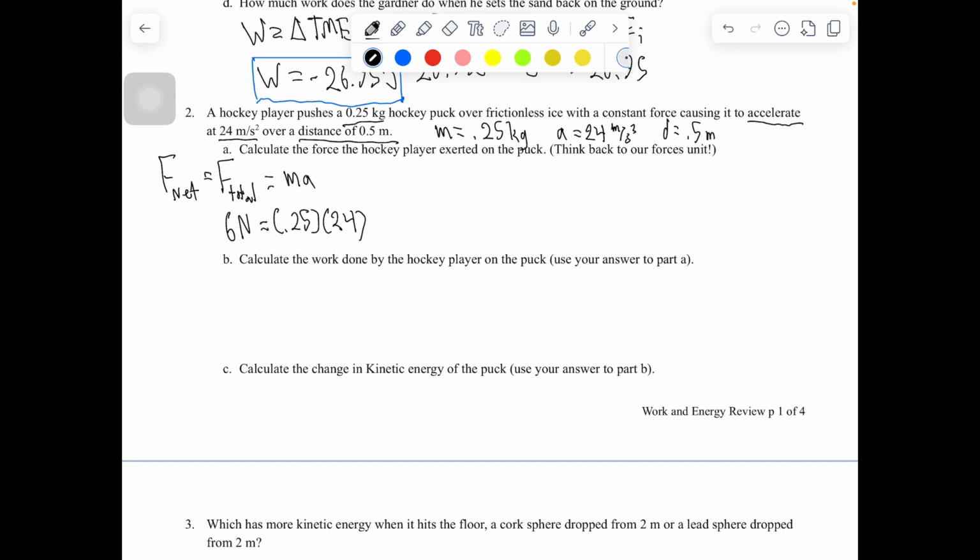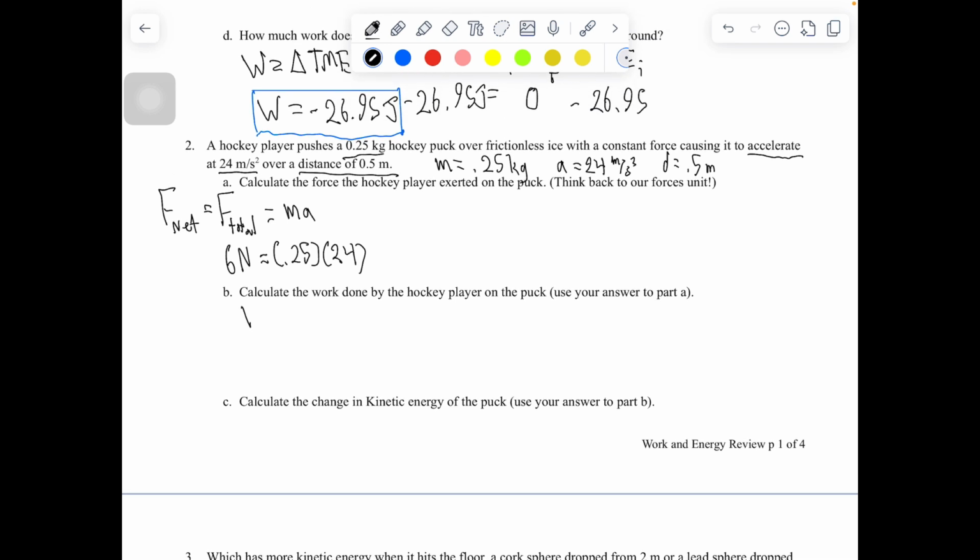Well, work, we have 2 equations, right? We have work is equal to the change in total mechanical energy, and we have that work is equal to the force times the distance. How do I decide what equation to use? Well, let's look at what we're given. Work being a change in total mechanical energy, if we had information about maybe how fast the hockey puck ends up at, we could calculate that final kinetic energy and determine how much it changed its energy. But since we don't have that information, our best bet is using our second equation. Work is equal to the force times the distance.